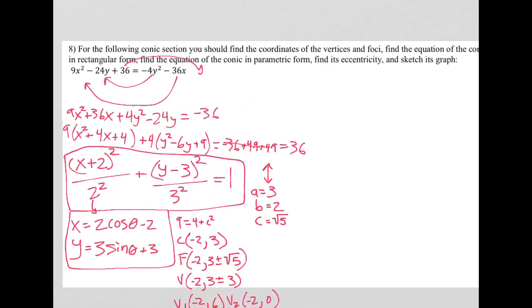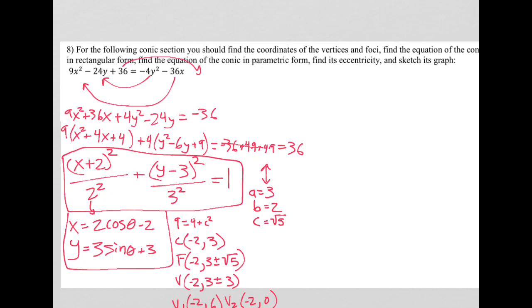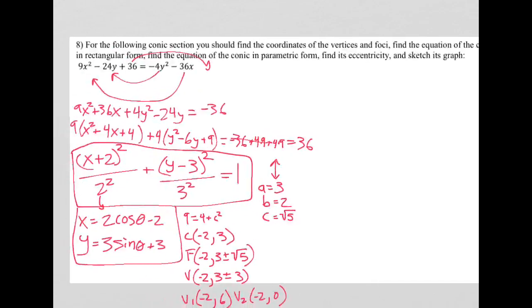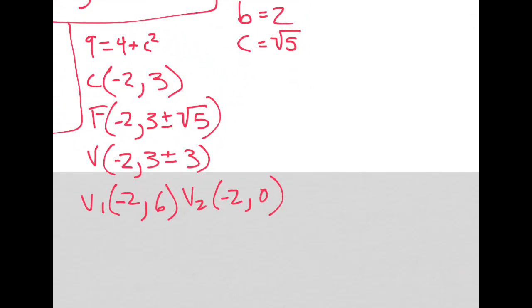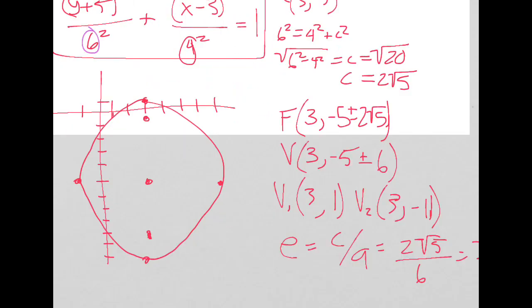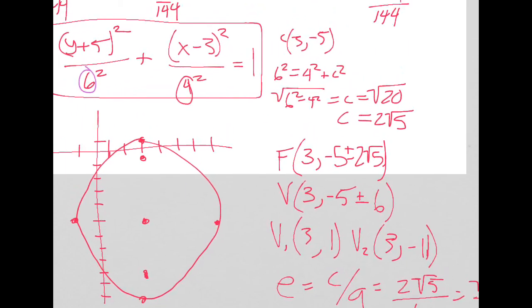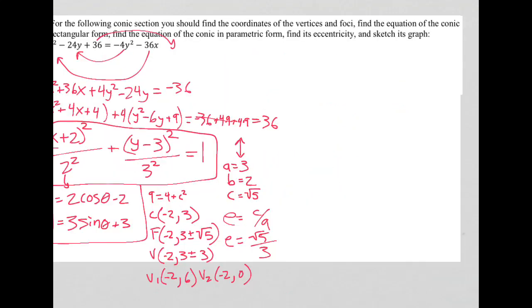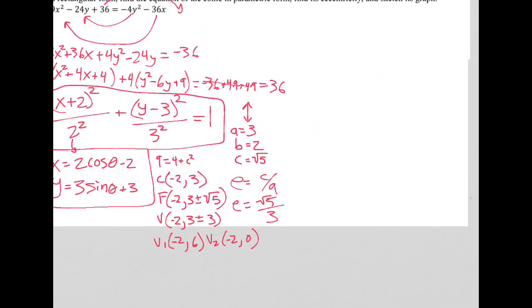What else do I need to know? Well, I need to find its eccentricity. I need to sketch its graph, but I've got rectangular form, and I've got parametric form. So that should be everything, and then just graphing it. So remember eccentricity. Whoa. Eccentricity is c divided by a. And so our eccentricity equals the square root of 5 divided by 3, which is actually the same exact eccentricity as that last problem, which is kind of interesting. I wonder why that is, looking at those pieces right there. And so all we need to do now is graph this ellipse.